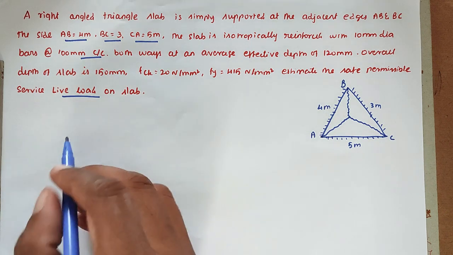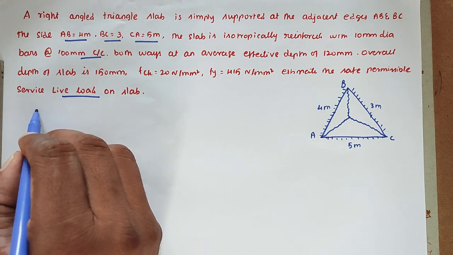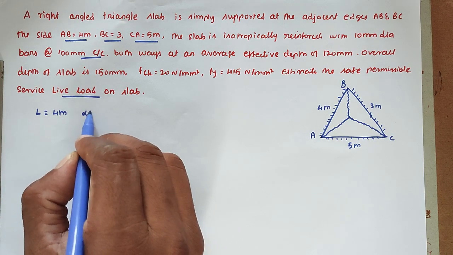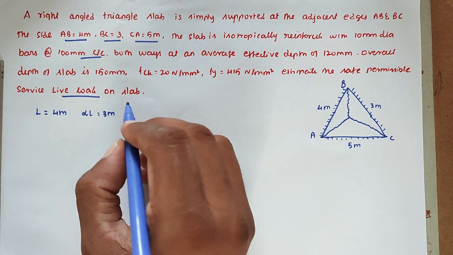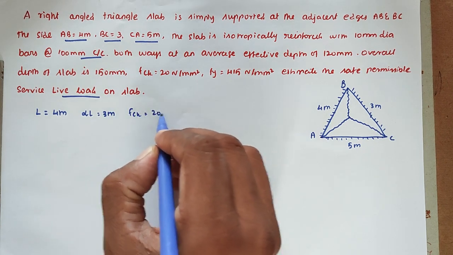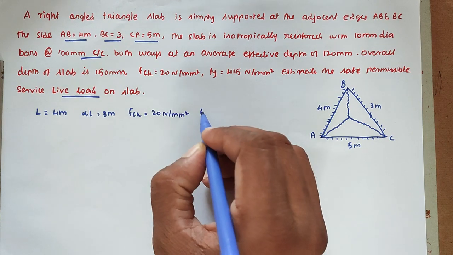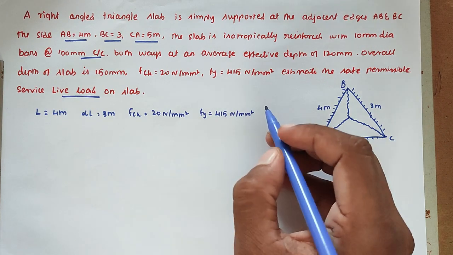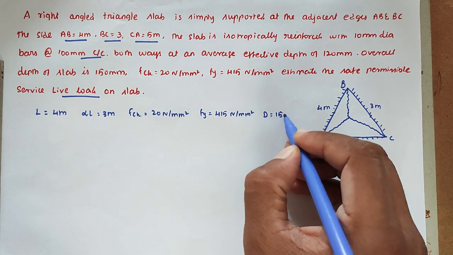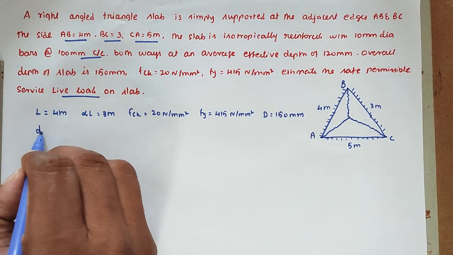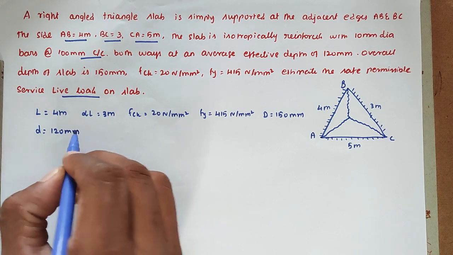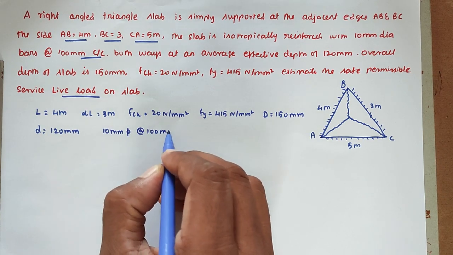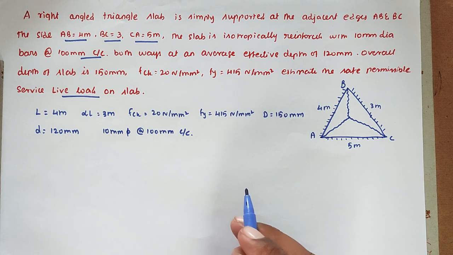Now the given data is: length of slab is equal to 4 meter, then alpha L equal to 3 meter, fck is 20 Newton per mm square, fy value is 415 Newton per mm square, overall depth equal to 150 mm, effective depth d equal to 120 mm, and reinforcement is 10 mm dia bars at 100 mm spacing center to center. So these are all the given values.